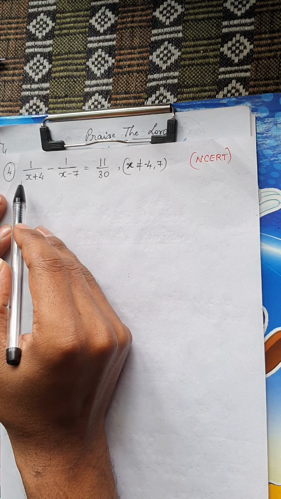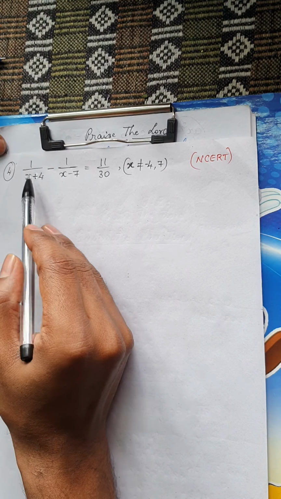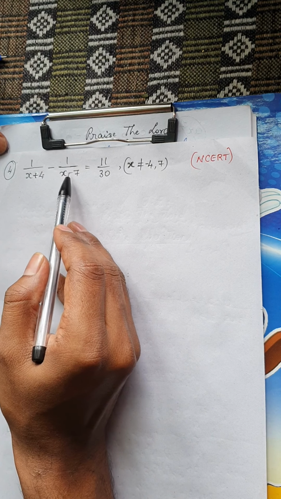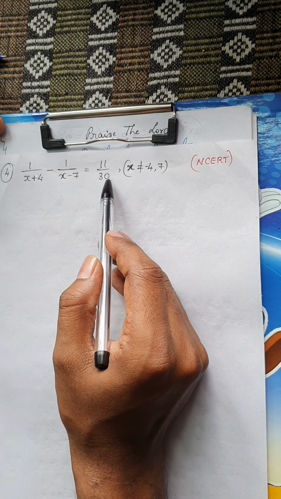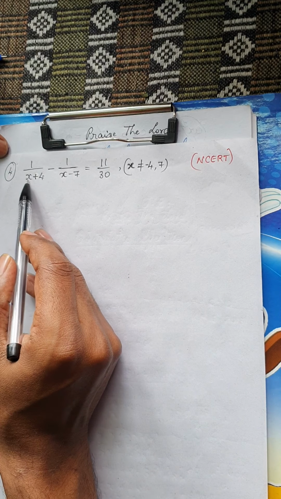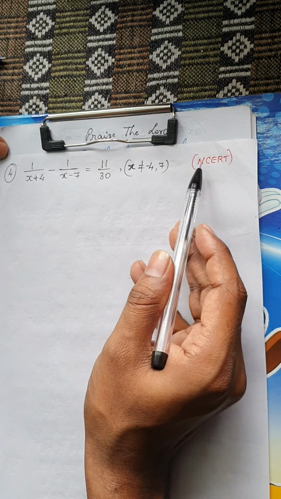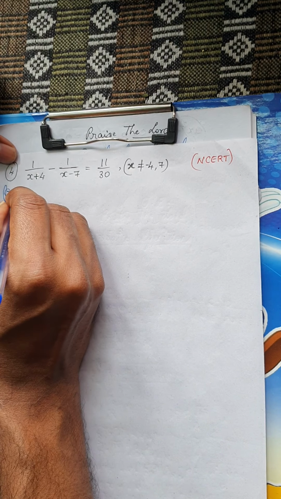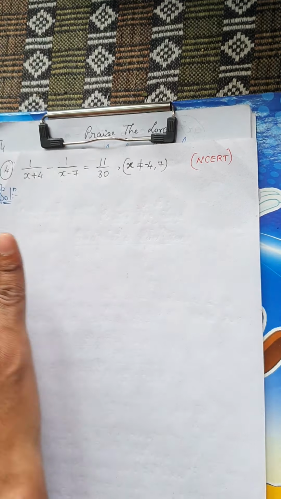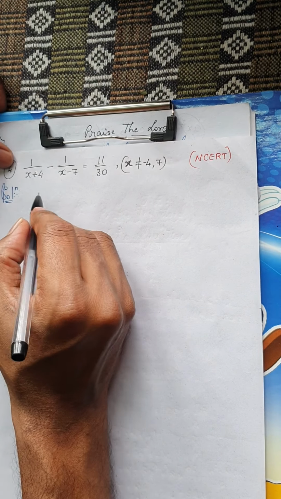Let's move on to the next question. I have the fourth question: 1 divided by x plus 4 minus 1 divided by x minus 7 is equal to 11 divided by 30. The conditions here are x cannot be minus 4 and x cannot be 7. This is the exercise question in your NCERT textbook, so we are going to solve this. As usual, take the LCM.